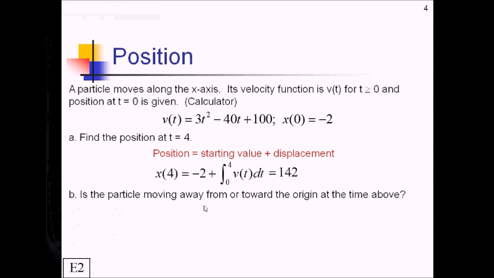All right, so now the next part. Is the particle moving away from or toward the origin at the time above, at time 4?